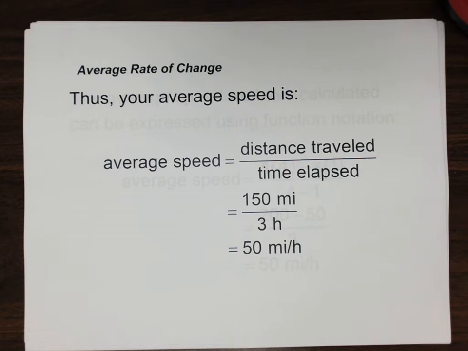Thus, now we can calculate our average speed. The average speed is the distance traveled divided by the time elapsed. So 150 miles divided by 3 hours gives us a rate of 50 miles per hour. That's our average speed.